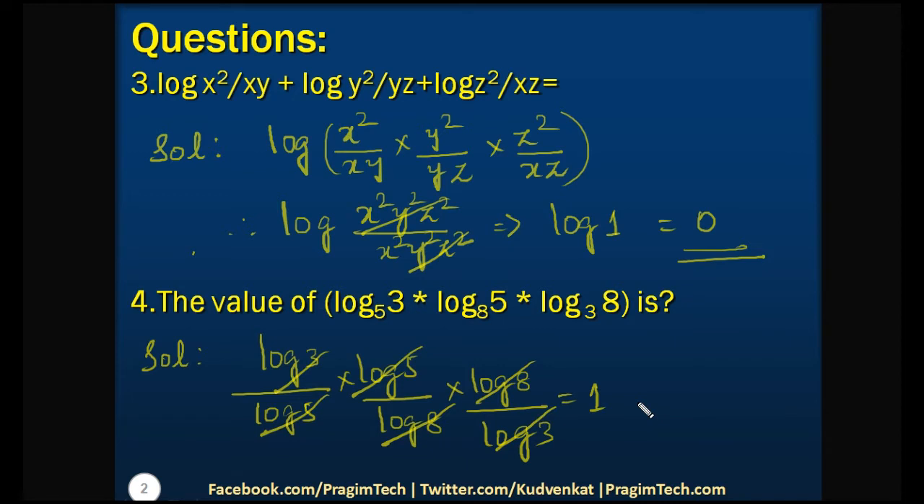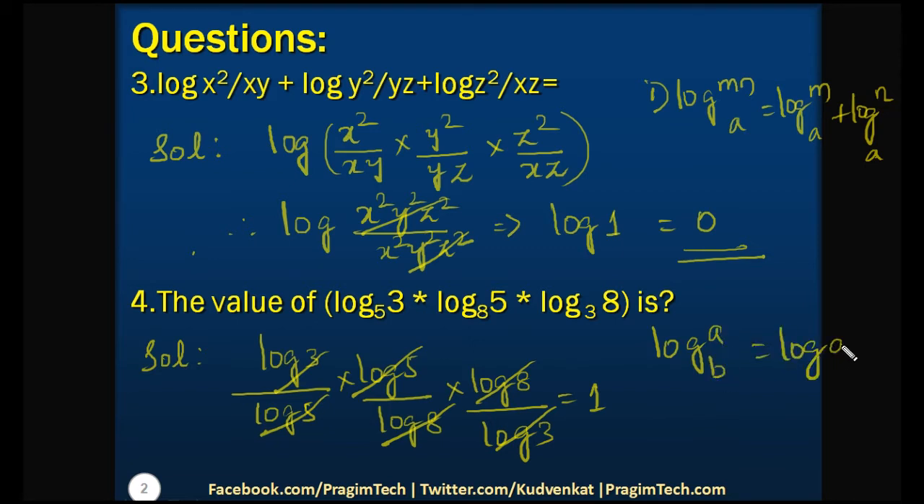Let me list out the properties which we have used in this particular example. The first property which we have used is logarithm of mn to the base a is log m to the base a plus log n to the base a, right? The property which we have used here is logarithm of a to the base b is equals to log a by log b, right? This is the first property and this is the second property which we have used in these questions, right? Let's move on to the fifth question.